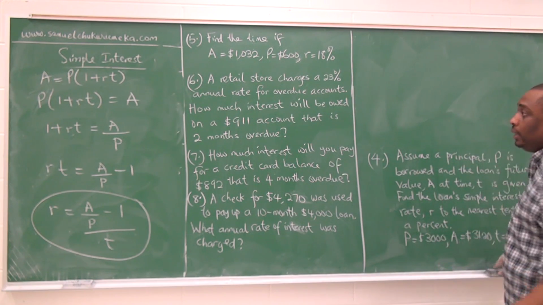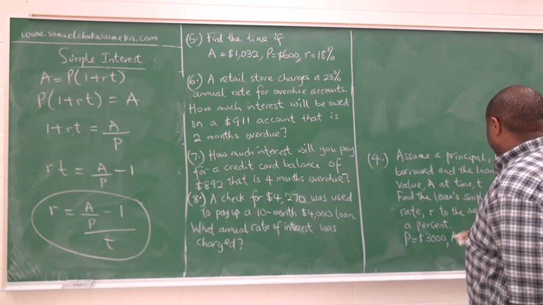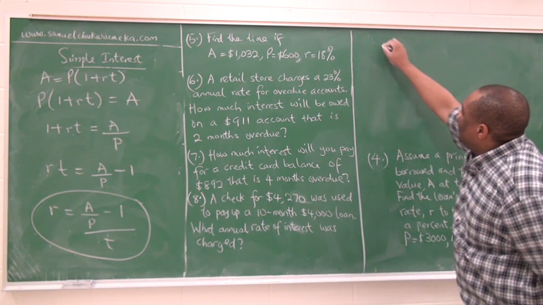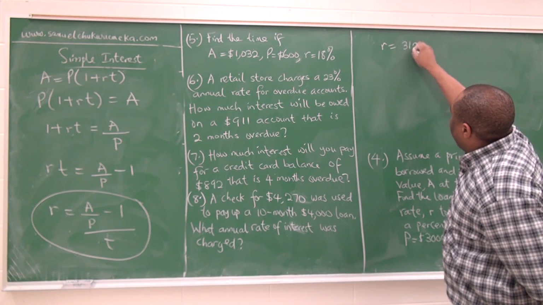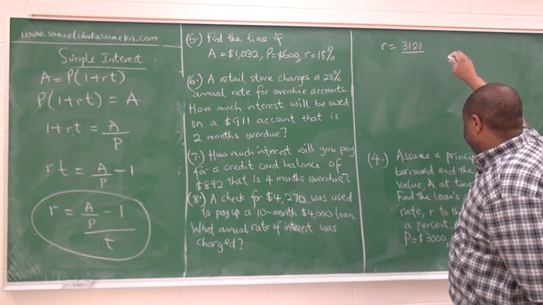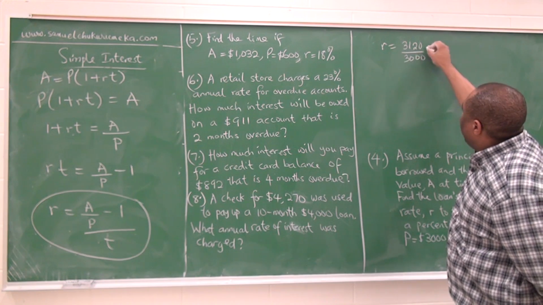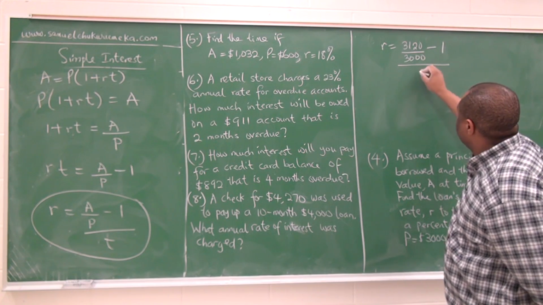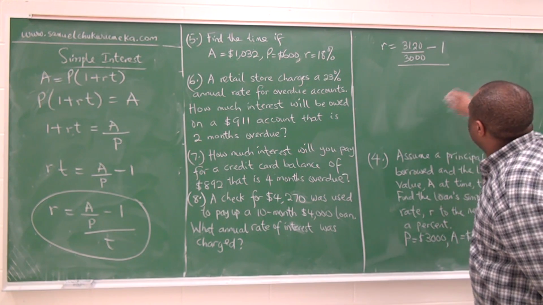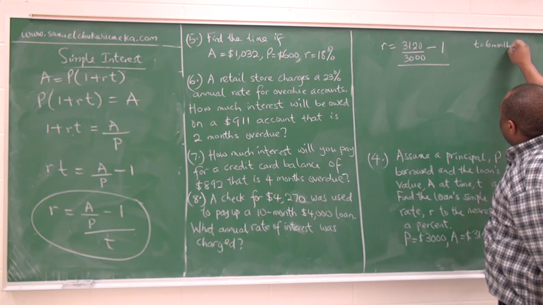We will soon be done with this. So now our R will be A is 3120 divided by P is 3000, then minus 1, all over T, which is 6 months. Now, T is 6 months, right?